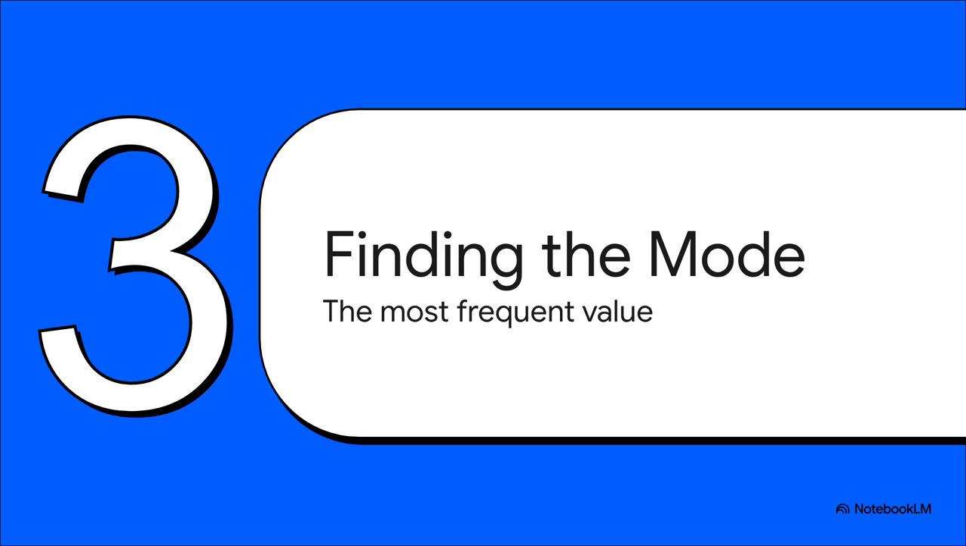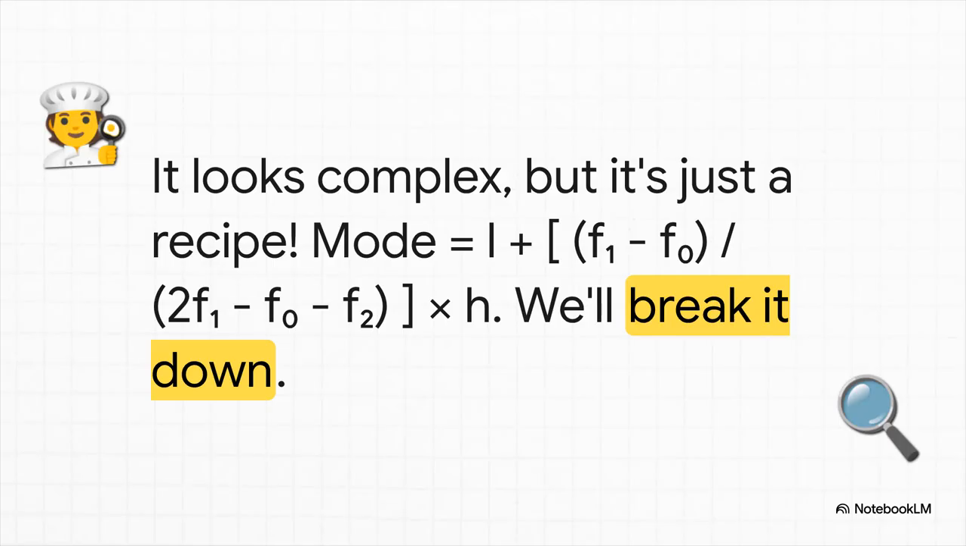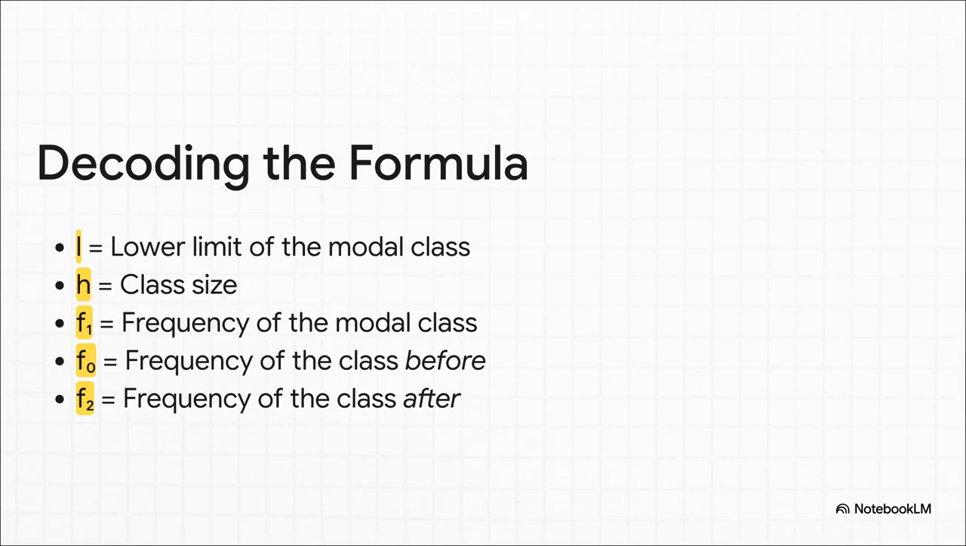I think mode is the easiest of them all. It's simply the value that shows up most often. Think about your music playlist. The song you play again and again, that's the mode of your playlist. Okay, I know. This formula looks a little bit long, maybe even a little scary. But don't you worry, it's just like a recipe. Once we understand all the ingredients, it becomes very, very simple to cook up the answer. Trust me on this. So let's break it down.